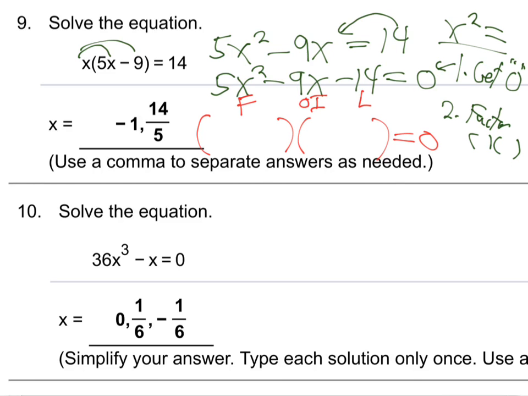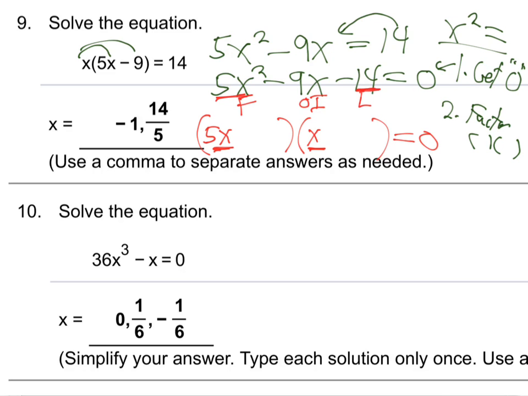F-O-I-L, FOIL. I really do think you can get super good at this with some practice. So what times what? Front times front to make 5x squared. 5x and x. We good? 5x times x makes 5x squared?